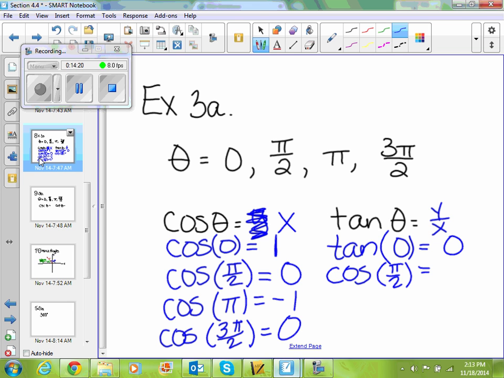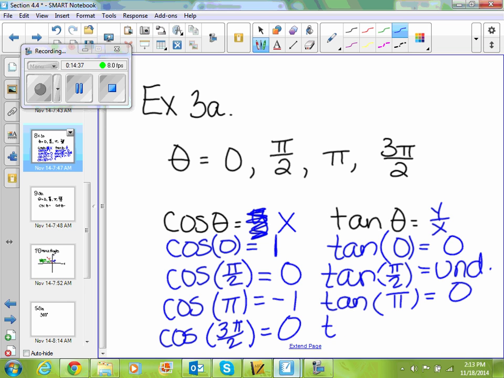Cosine of pi over 2 is undefined. Tangent, man, my brain's not working today. And this is on recording. People are going to think I'm not very smart. Tangent of pi is 0, and tangent of 3 pi over 2 is undefined.